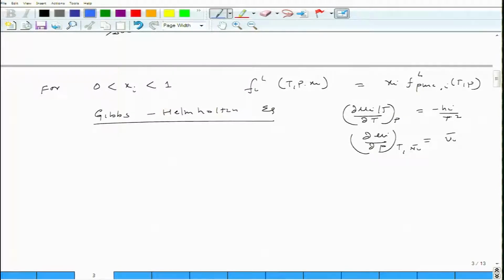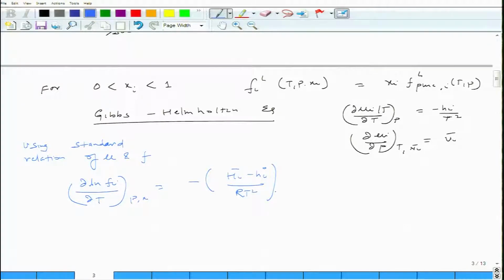Since mu we have defined in terms of the fugacities, mu_i minus mu_i^0 is equal to RT ln f_i by f_i^0. If you use that expression directly, you can replace d mu in terms of that, and then the derivative would turn out to be with respect to the fugacity. Using the standard relation of mu and f, I can plug in here, and without going into the derivation, I can show that del ln f_i by del T at constant P, x is nothing but minus H_i bar^0 by RT squared. This is something which you can show yourself.